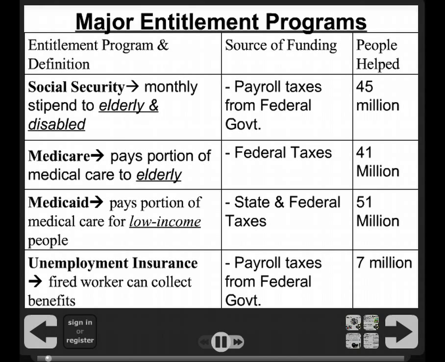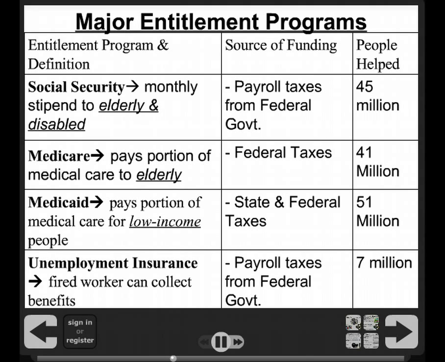There are 4 main entitlement programs that you will most definitely see on the HSA. The first program you need to know is Social Security. And Social Security is what we all pay into when we earn our paycheck. Social Security, for most people, is just a monthly stipend. A stipend is like a certain amount of money that is given to people, primarily people that are senior citizens. Sometimes if you're disabled, you can receive Social Security checks too.